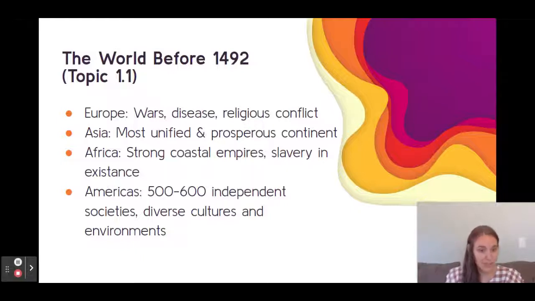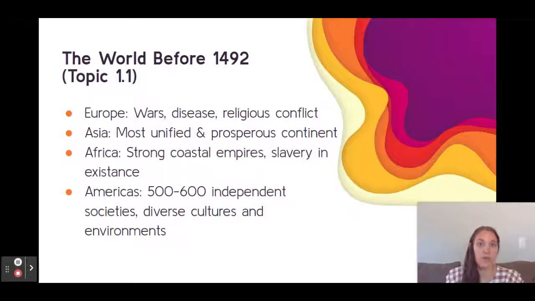It begins with just a basic understanding of what's happening in our major continents. Europe, for the most part, is struggling. Wars, disease, religious conflict, all kinds of issues that are making Europe a pretty awful place to live at the time. Asia, however, is much more unified and is very prosperous. They hold a lot of the trade, a lot of the goods. And so Europeans are trying to access those trade routes and trying to find better ways to increase the trade to Asia.